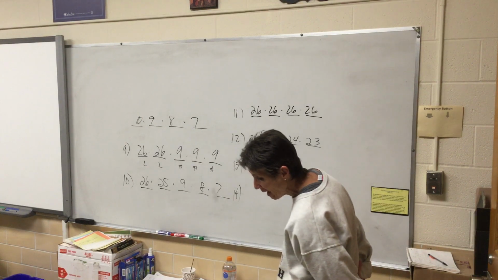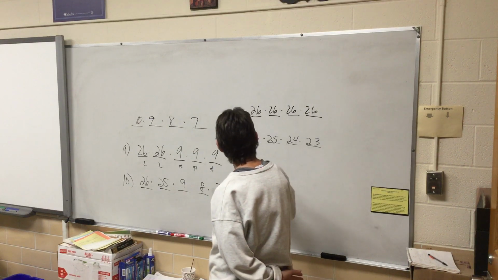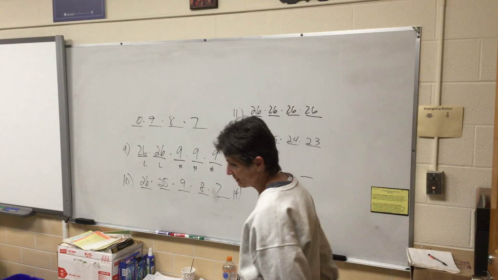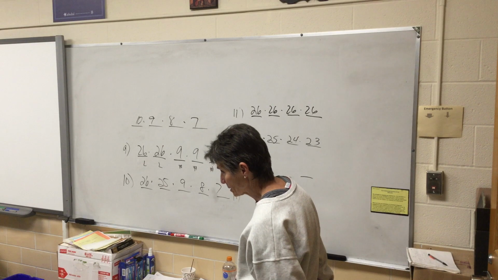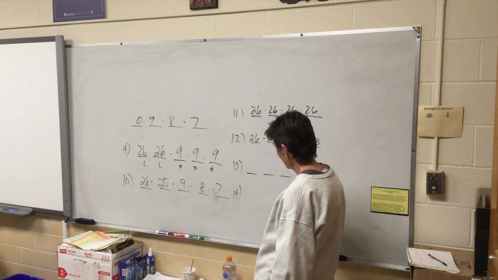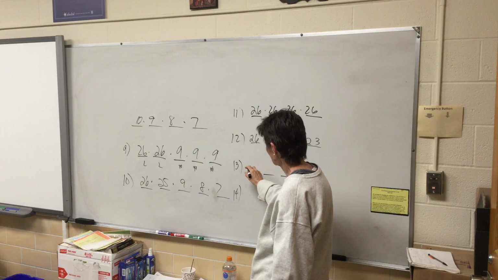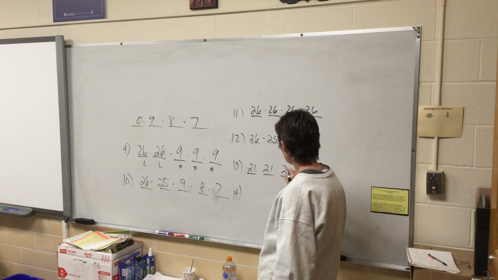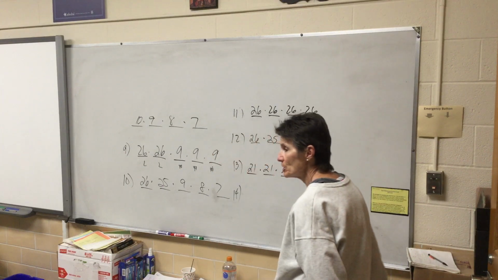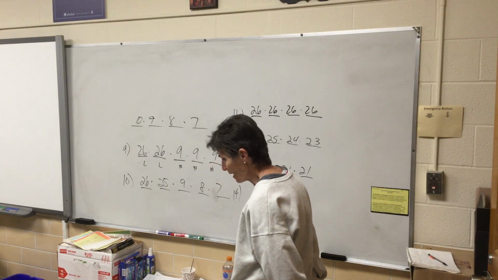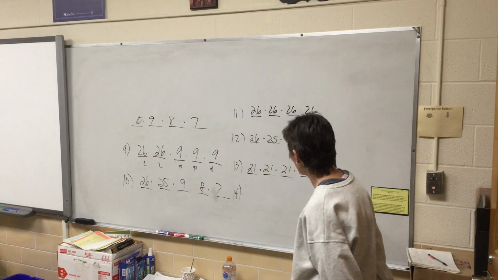Number 13, how many call signs are possible if no vowels are allowed? So the only restriction in problem number 13 is that you cannot use a vowel. What's that one going to look like? It's 21 times 21 times 21. Yep. We're going to go with the standard. The standard vowels are A, E, I, O, and U. Period. Those are our vowels. We're thinking about Jeopardy. Those are the vowels. So we're going to take 21 times 21 times 21 times 21.